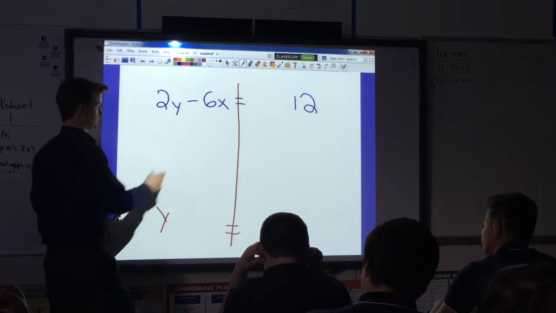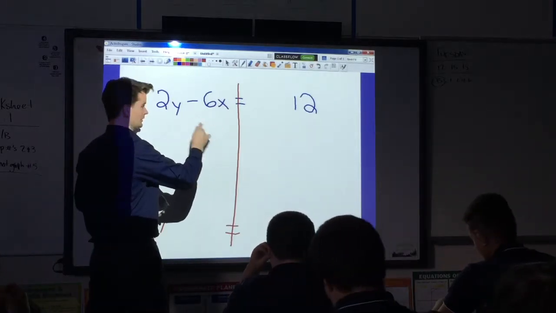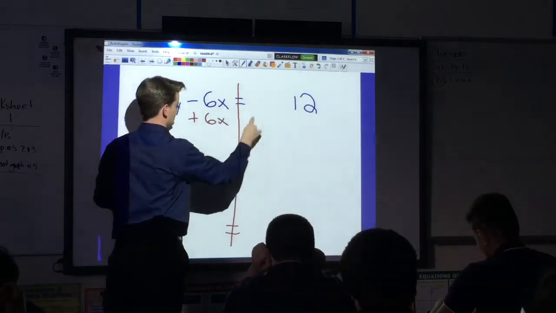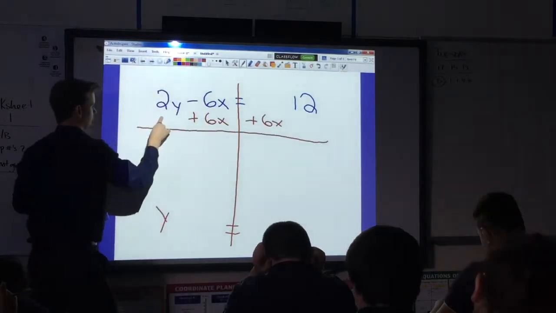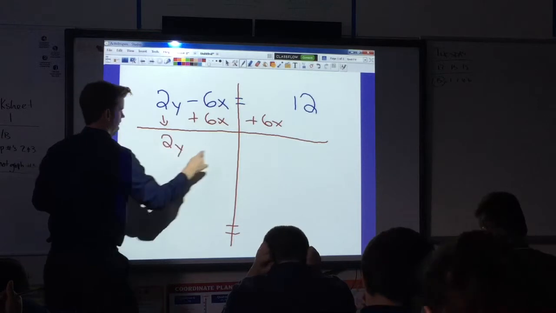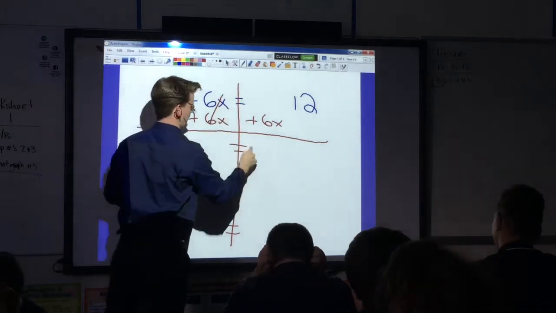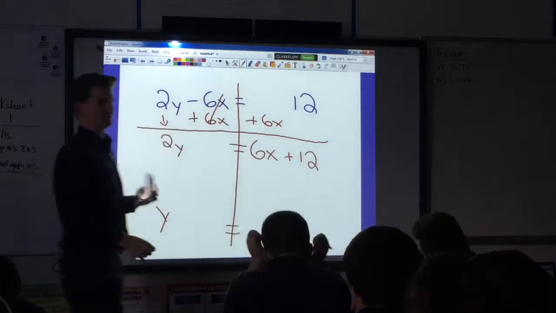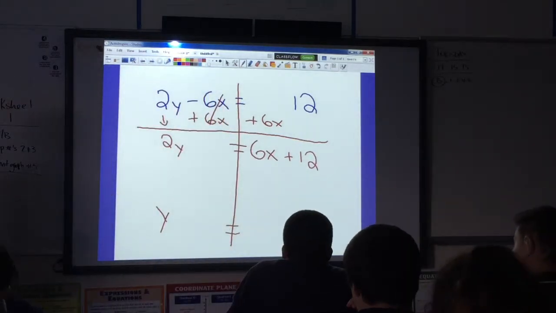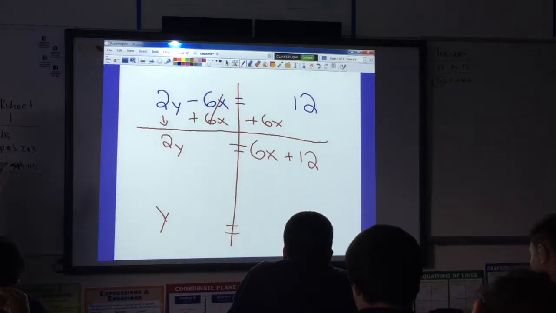The negative 6x. So what's the inverse of a negative 6x? Good. So we're going to add 6x to both sides. Boom, boom. We add 6x to both sides. We'll bring down the 2y. Those will cancel, and I'll have 6x plus 12. You guys understand how I did that? Yes or no? Yes. Does anybody have any questions on how I did that? It's the same stuff we've been doing.